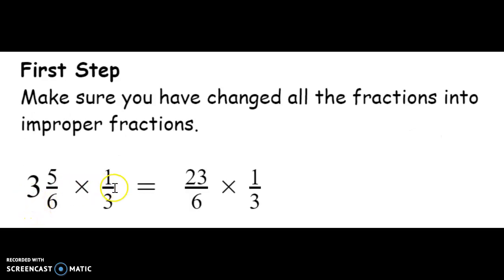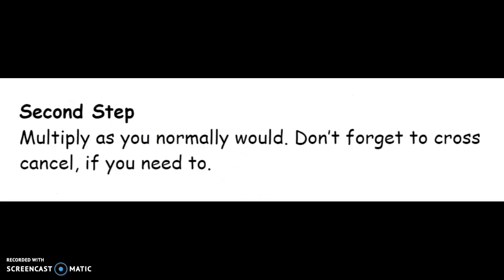Okay, here's our original equation on the left-hand side of the equal sign, 3 and 5/6 times 1/3. You've noticed that in the place of the first factor, I have taken that mixed number 3 and 5/6 and turned it into 23/6. I've then carried over the multiplication sign and I've just carried over the 1/3. That's the first step, as easy as can be. The second step is simply multiplying as you normally would, but don't forget to cross cancel if you need to.